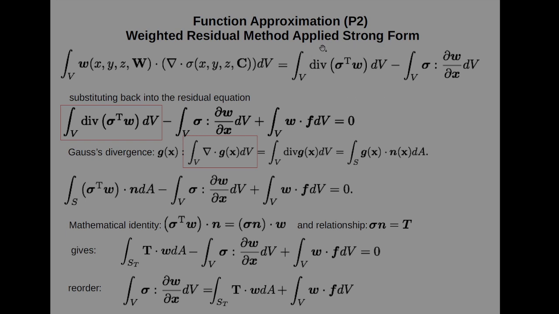And like I've already alluded to, this is the divergence of a vector. So if I look at Gauss's divergence theorem, for the divergence of a vector, I can write a volume integral as a surface integral with that vector dotted with a normal. So if I do that, I can rewrite this term as a surface integral, an area integral, of whatever is inside that vector dotted with a normal.